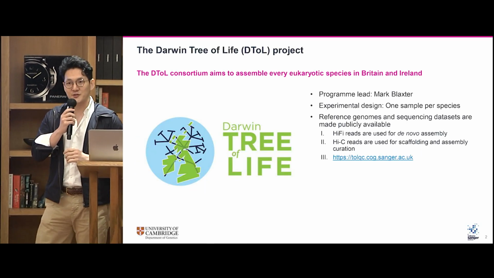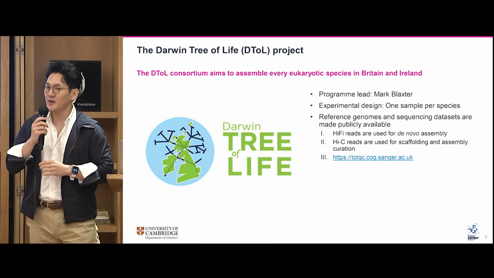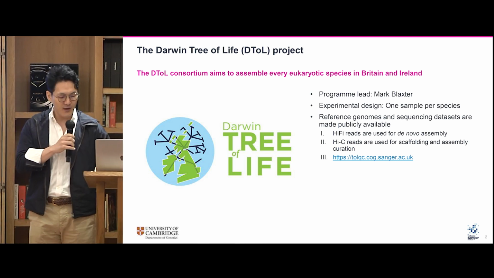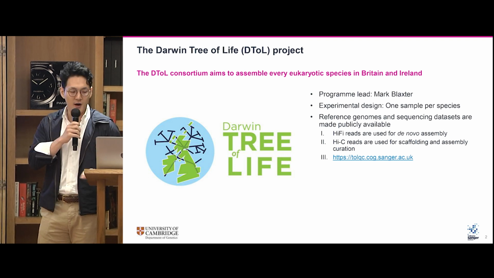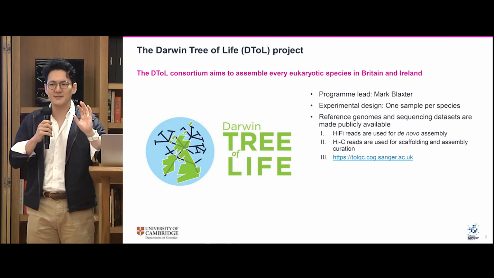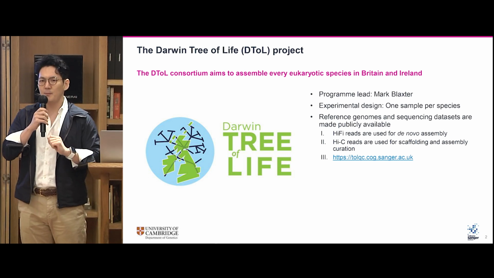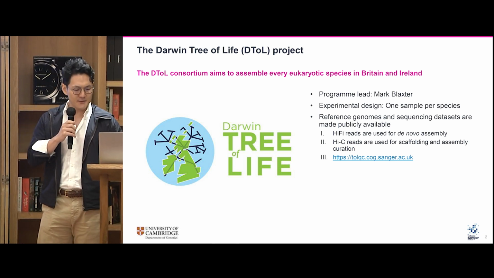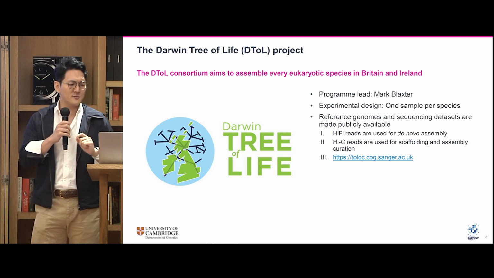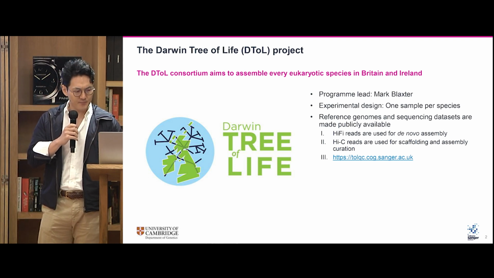The Darwin Tree of Life project is based at the Wellcome Sanger Institute and aims to sequence every eukaryotic species in Britain and Ireland. Currently, the program lead is Mark Blaxter. The experimental design is quite simple. We collect a couple of species, but we sequence one sample per species. And we make the data set and the reference genome available as soon as possible when they're ready.